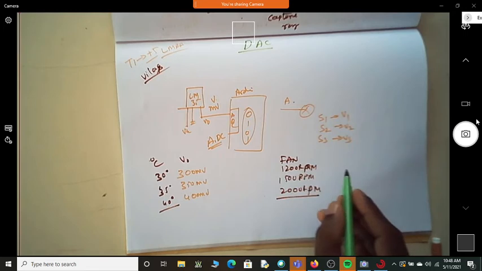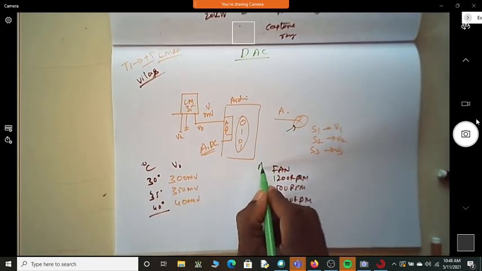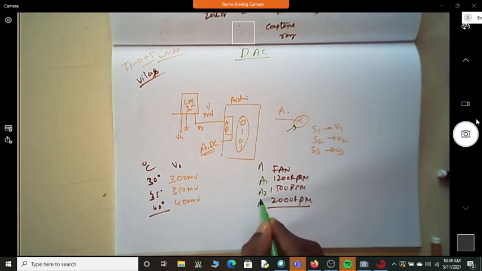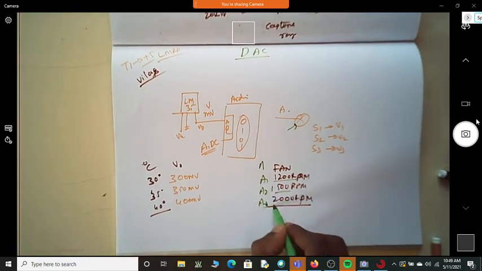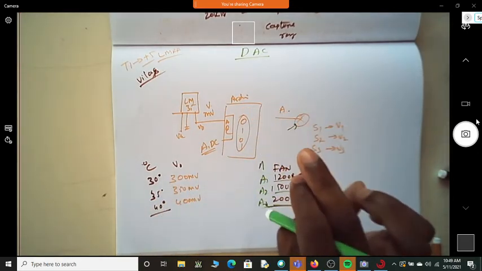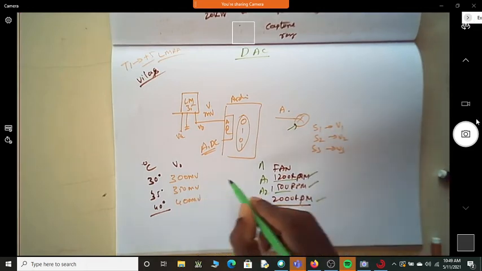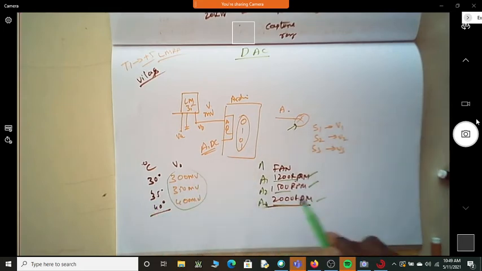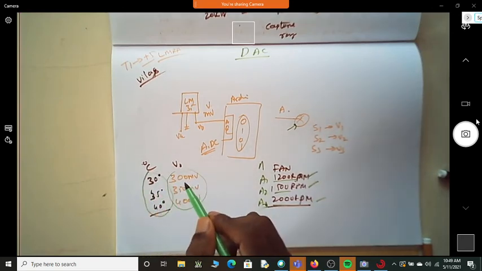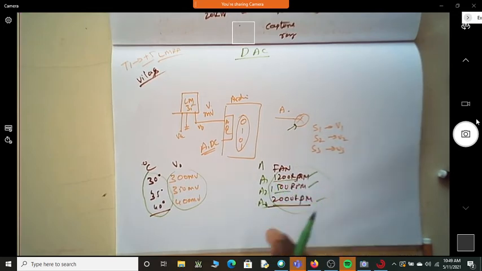Now, for that, does the voltage required for this fan require A1 amplitude, A2 amplitude, A3 amplitude? Because unless you change the amplitude, the speed will not change. Am I correct? So it was not simply turning on, turning off of your fan. It is changing the speed of the fan depending on the temperature. Correct? Now you have a physical parameter. You have one more physical parameter. This is temperature. This is speed. Are these two physical parameters?